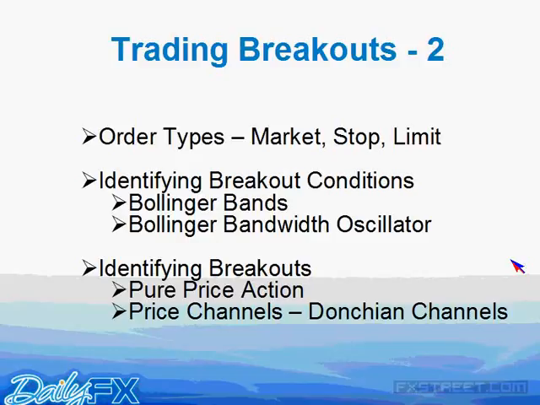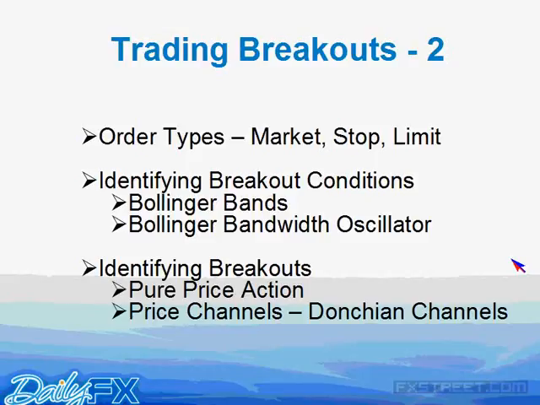So the three order types that I'm going to be going over are going to be the market, the stop, and the limit order. And then last week we went over identifying the breakout conditions using Bollinger Bands. So I'm going to use the Aussie yen chart and highlight what we went over and what the result was of that trade. And there is another potential looming trade on that Aussie yen as well using the Bollinger Bands. I'm just going to take a few minutes and review that.